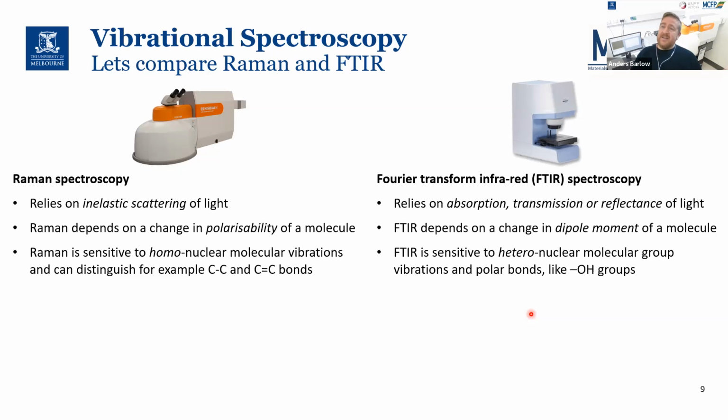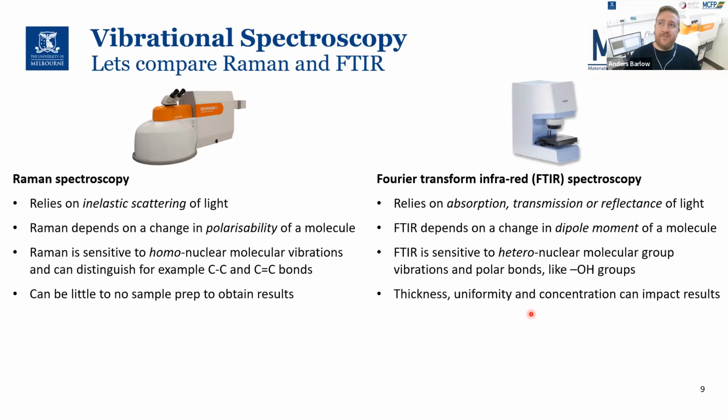So Raman is typically sensitive, or can be very sensitive, to homonuclear molecular vibrations. This is often applied to things like carbon-carbon bonds within particular lattices and nanomaterials. So we can see the difference between these carbon materials in Raman. FTIR is typically sensitive to heteronuclear molecular group vibrations and polar bonds, such as OH groups, for example.